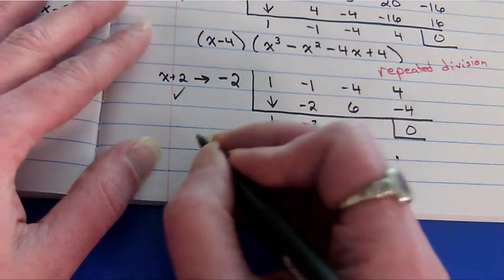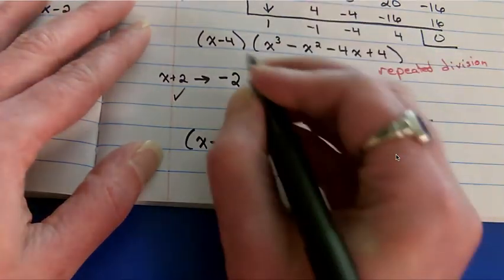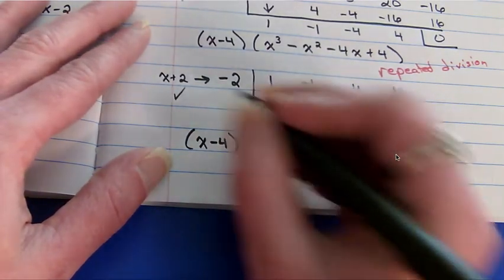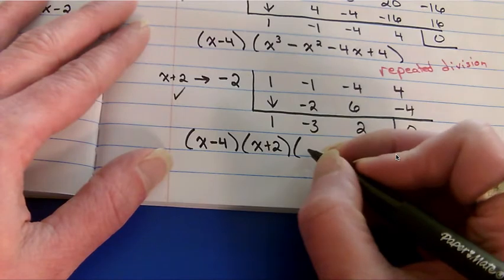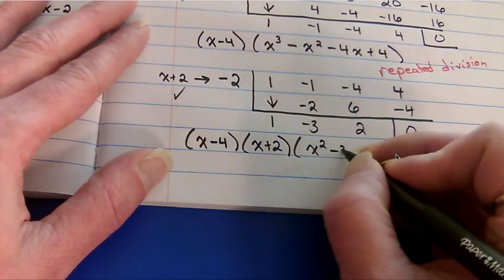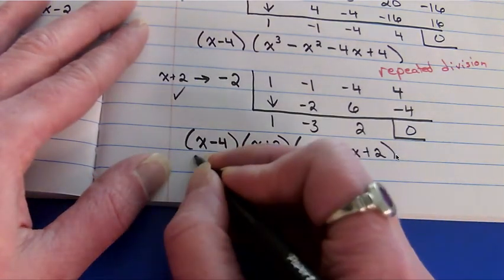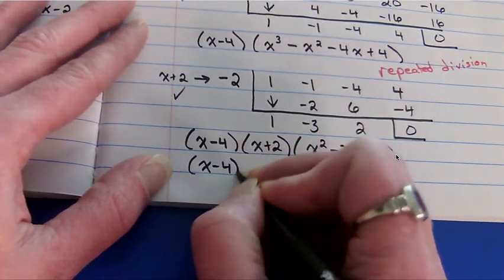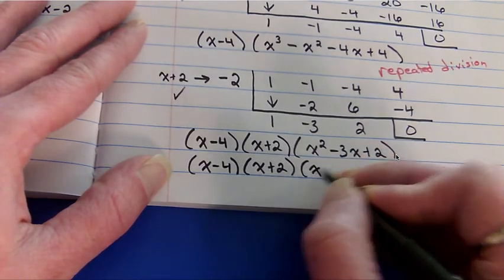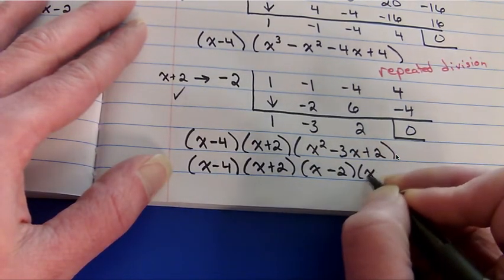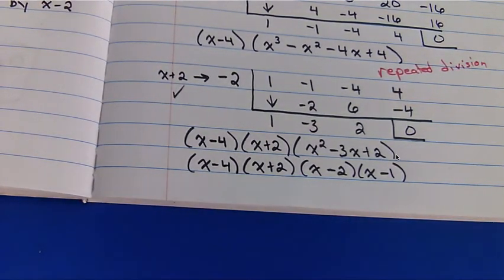So that means my original function could be written as x minus 4, because that was the first one I divided evenly by. Then I divided by x plus 2, and now I have x squared minus 3x plus 2, which factors. So we have a technique now that we can factor something all the way down quite easily.